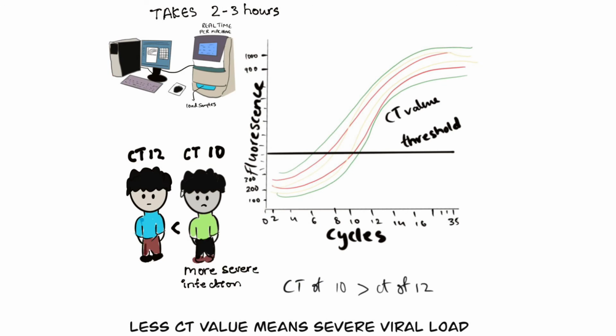Okay, then after finishing the PCR, the machine will give you a graph which is between the number of cycles and the fluorescent signal that is produced by every DNA strand. If the fluorescent signal is high and reaches the threshold cycle in fewer cycles, that means that person has a severe viral load compared to the person whose signal reached the threshold at higher cycles.